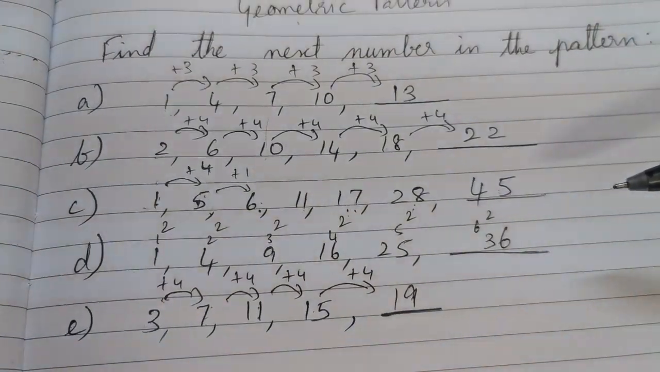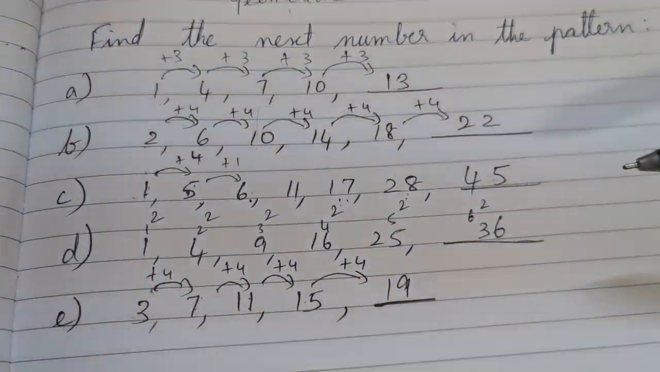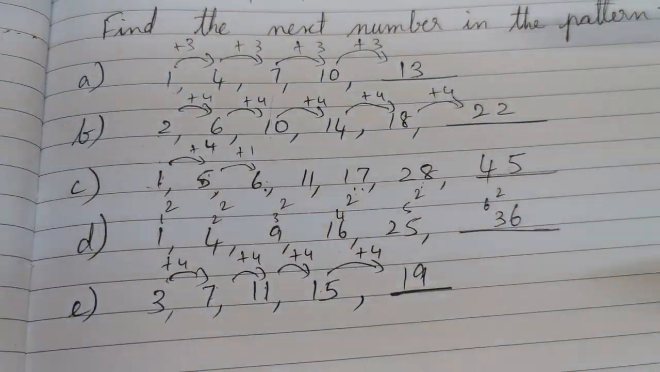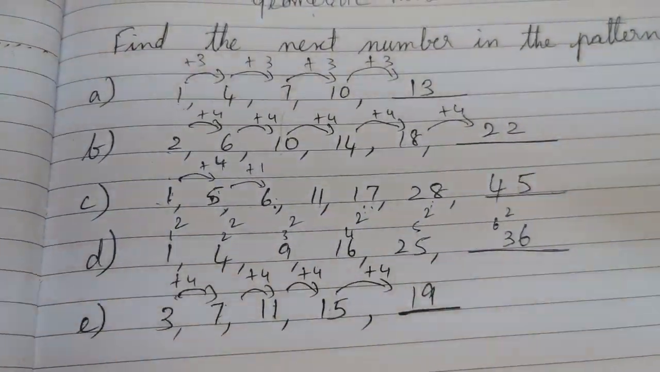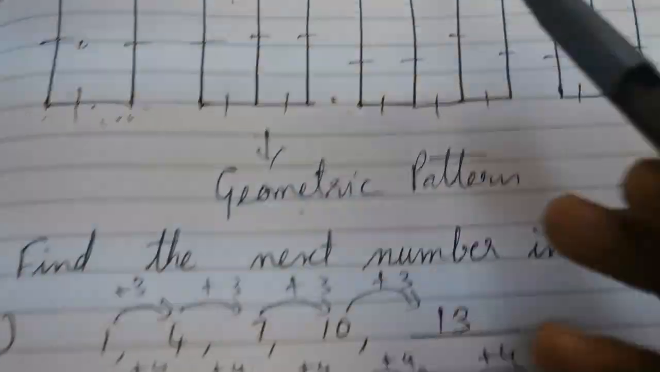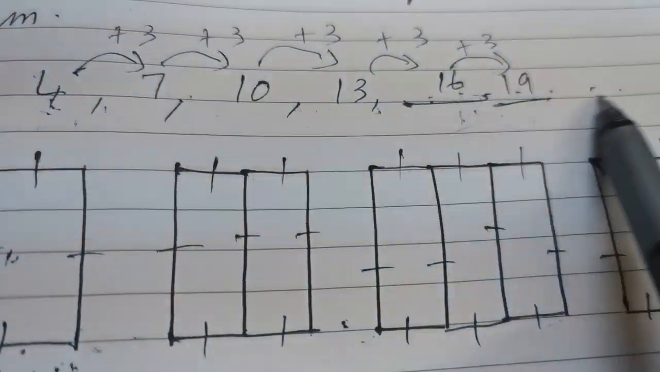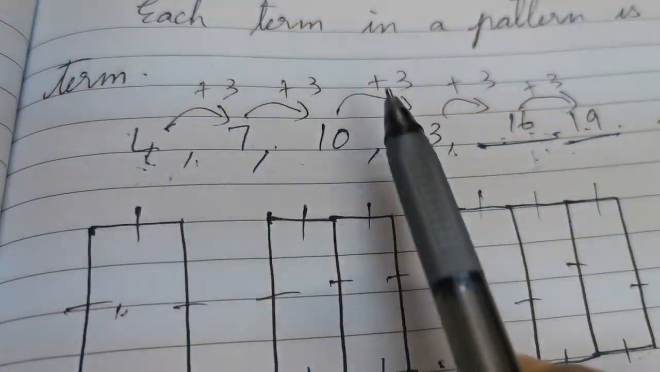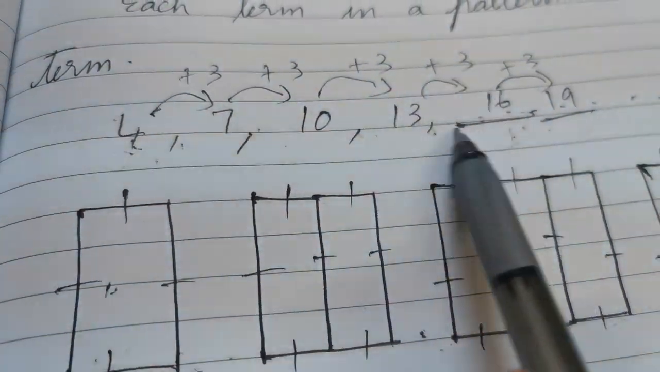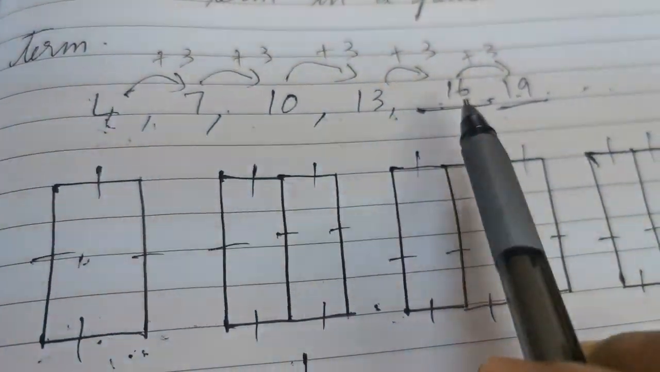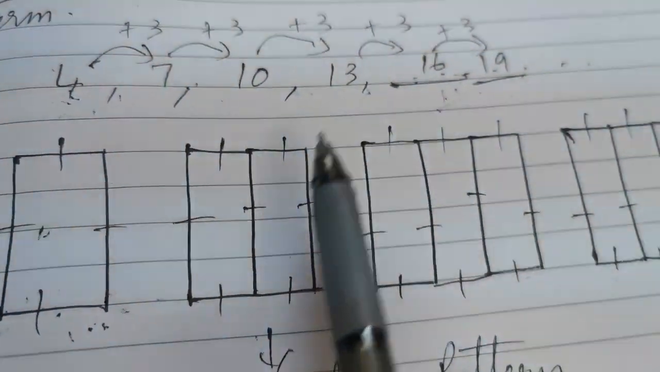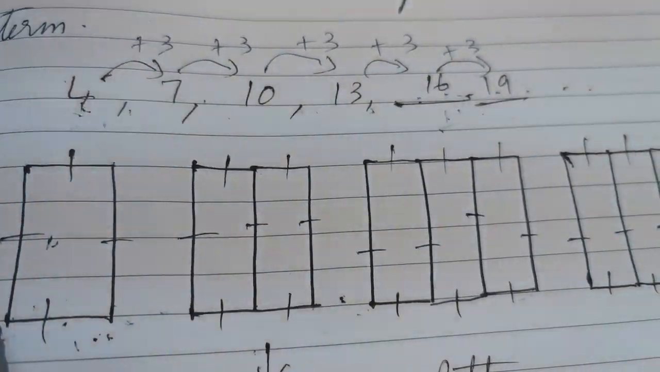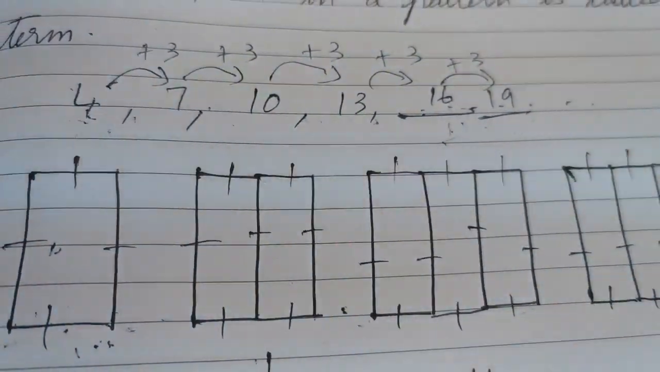The other topics related to linear pattern are finding a particular term or finding the sum of the numbers in a pattern. If we are asked to find the 200th term of this linear pattern, it's not possible for us to add and find out. So we will have to apply a formula which we will learn in the next video. Thank you.